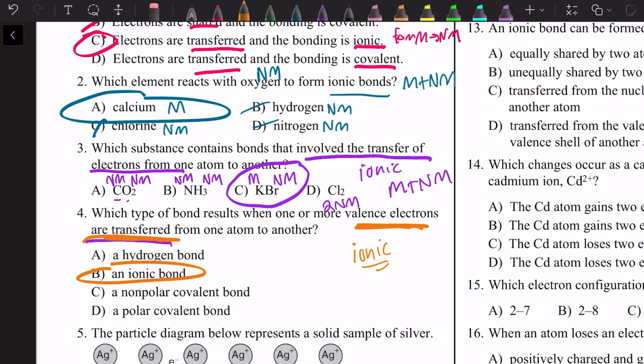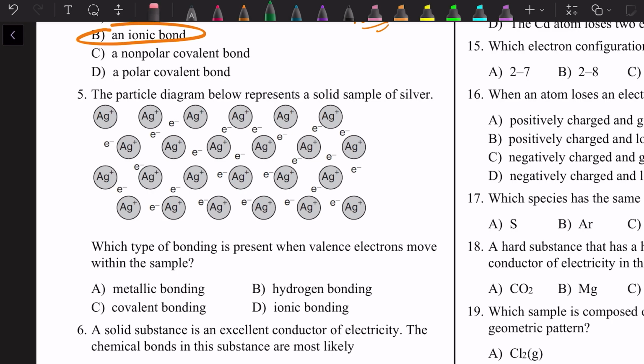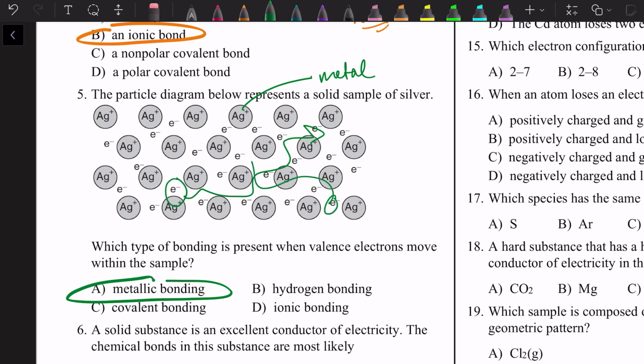Okay, number five. Number five says the particle diagram below represents a solid sample of silver. Which type of bonding is present when the valence electrons move within the sample? So Ag is a metal, and a bond between metals is metallic bonding. But what's fancy here is these electrons are able to flow freely. We call this the sea of mobile electrons. And so that allows metals to be good conductors at literally any phase they are in, which generally they're solids, because the electrons can move freely. That is a characteristic of the metals.